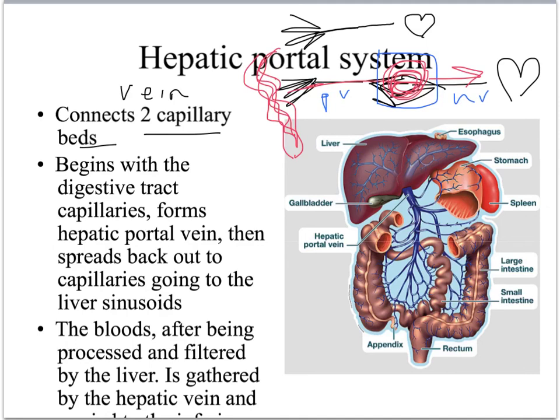We're going to be talking about portal circulation again when we talk about the digestive tract. What you need to know at this point is simply what a portal system is. It's capillaries to vein to capillaries to vein. And I want you to know that it goes from the small intestine to the liver.